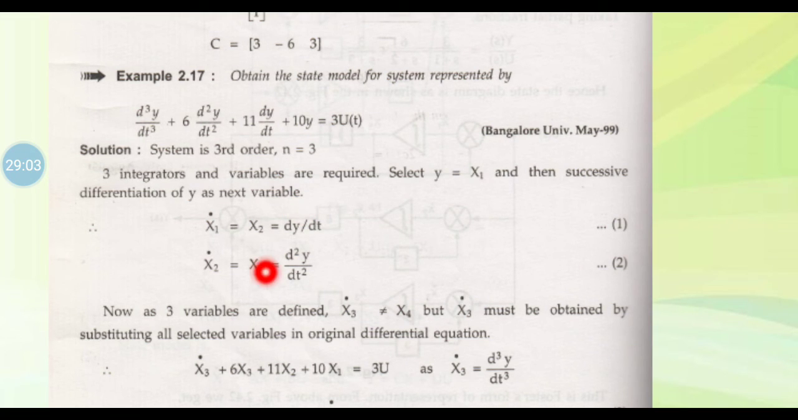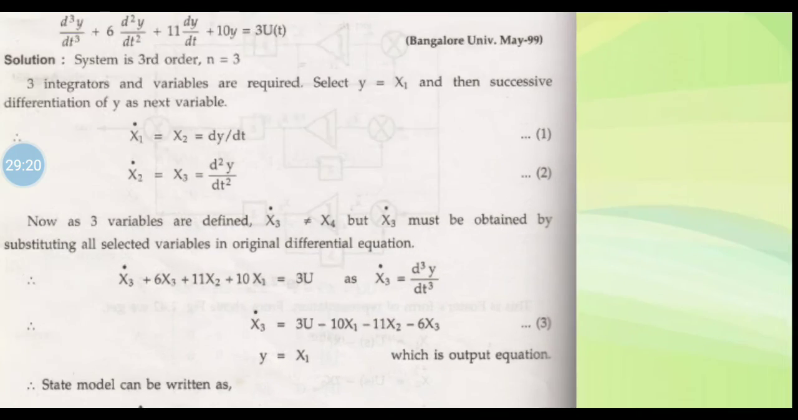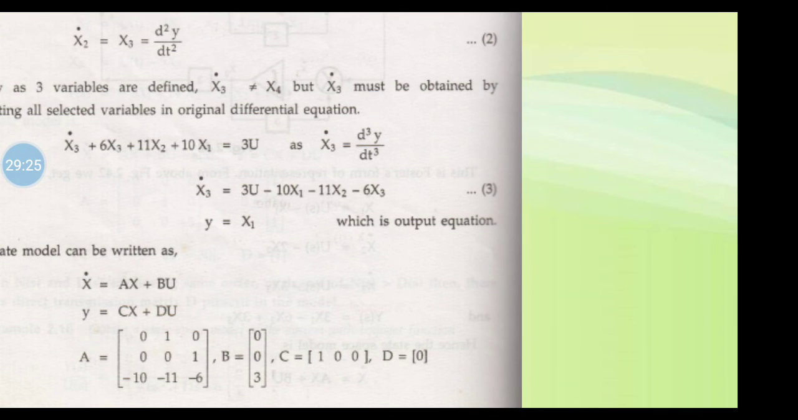So x2 dot is equal to x3, which is d square y by dt square. As 3 variables are defined, x3 dot is not equal to x4, but x3 dot must be obtained by substituting all selected variables in the original differential equation. So x3 dot plus 6x3 plus 11x2 plus 10x1 is equal to 3u.